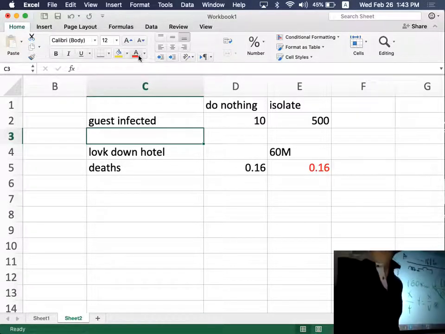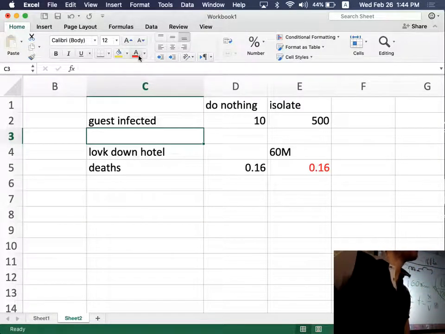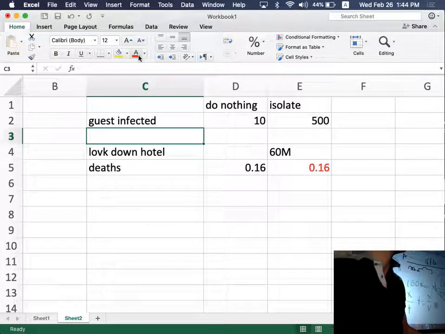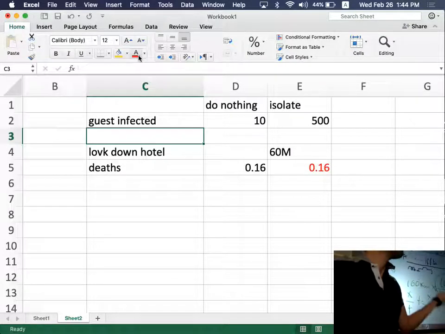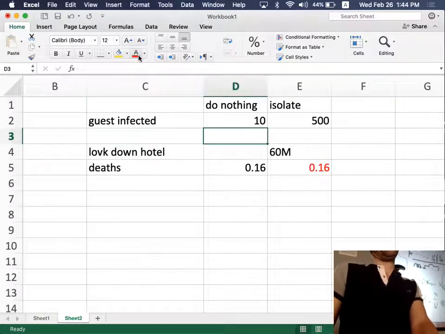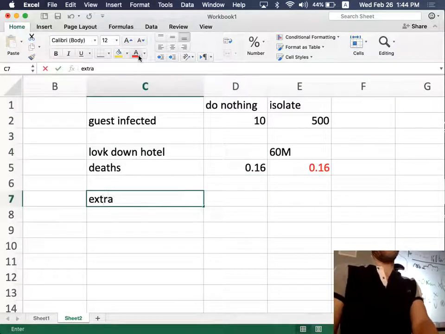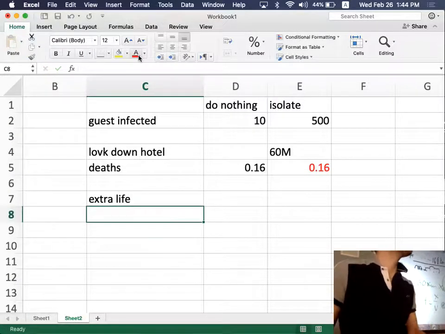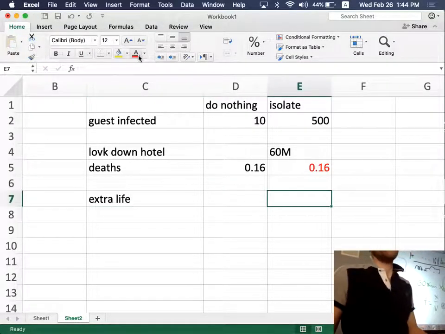So why don't we measure? If we do nothing, all these people will die, isn't it? But if we do the quarantine, they will die 2 months later, on average. So why don't we measure the value of that? How much is 2 months of life of 160,000 people when measured with the life value we have? Sounds good? So let's measure the extra life that we will provide if we isolate the people.